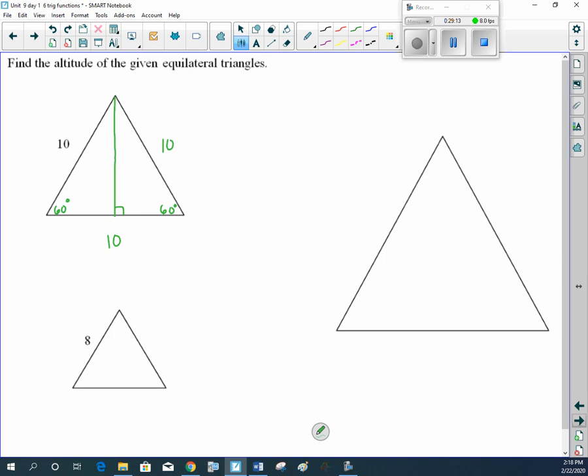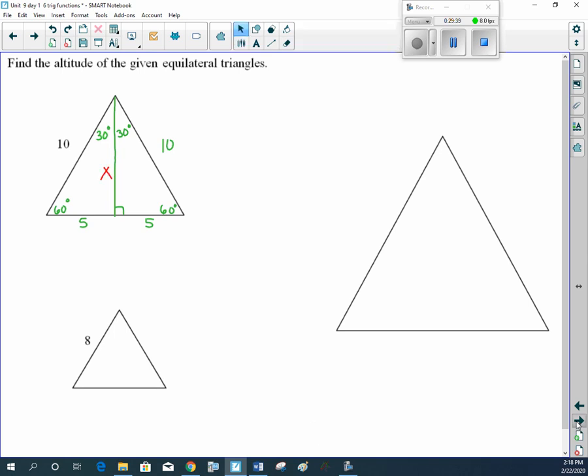But when you put an altitude in an equilateral triangle, not only does it bisect the angle at the top, so that 60 degrees now gets split into two 30s, but the base that it's perpendicular to is also bisected. So now this half is 5 and this half is 5. So if I want to figure out what the altitude is, I'm looking for x.